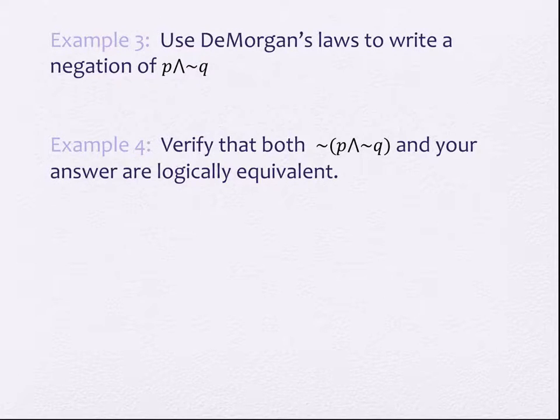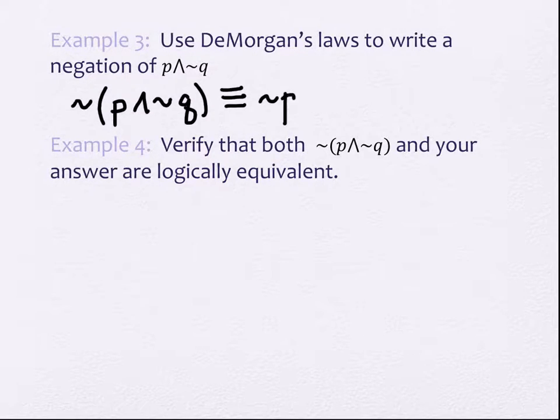Example 3 says to use De Morgan's laws to write the negation of P and tilde Q. In other words, they want us to find the negation of this statement, P and tilde Q. So this is going to be logically equivalent to what we write next. And we're going to go one piece at a time. What will the P become? Yeah, not P, or tilde P, right? The negation of P. What will be the next piece we write down? Right, the and will become an or. And then what will happen to our tilde Q? It'll just be Q.